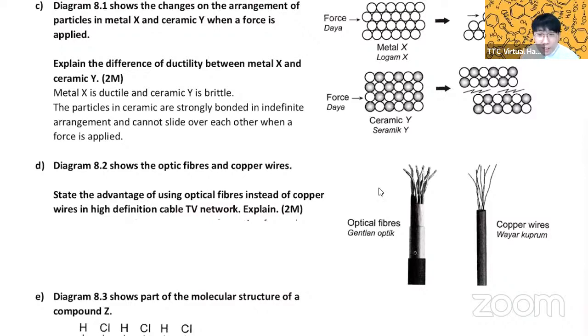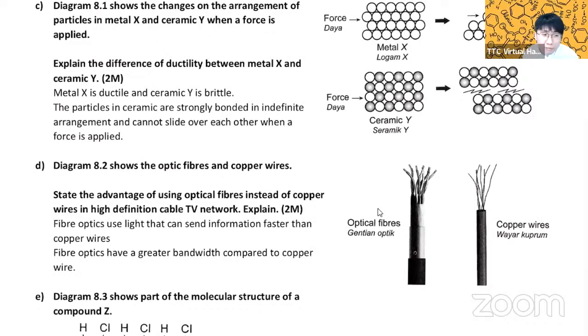If you learned in physics, you have your high and low refractive index, and then you have your total internal reflection. You actually use light to transfer your data. Got it? Then for copper wire, because it's just a metal, they transfer by electrons. So it's not that efficient, not that accurate. So from here, 2 marks: optic fibre uses light that can send information faster than copper wires, and has greater bandwidth compared to copper wire.